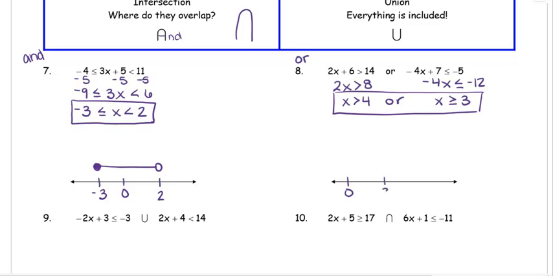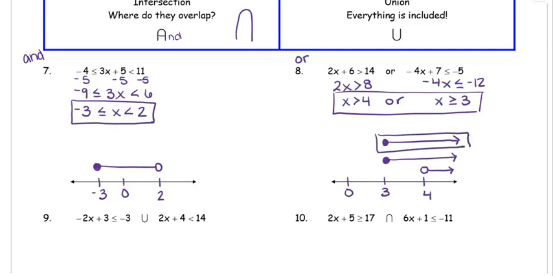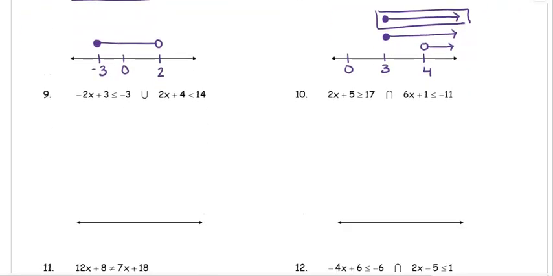I have 0, I have 3, and I have 4. For x greater than 4, I have an open dot and off to the right. For x greater than or equal to 3, I have a closed dot and off to the right. It could be the top one or the bottom one. Everything that is on the bottom is already represented on the top, and since I can have either or, everything gets graphed there. So I have my top line as my final solution.